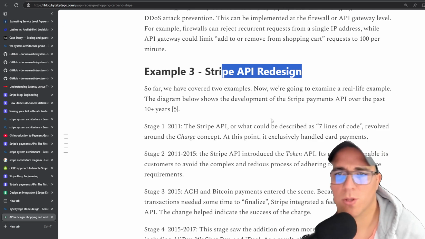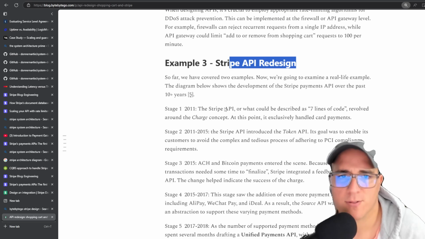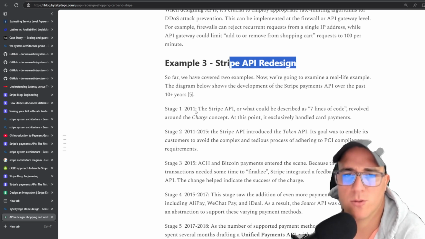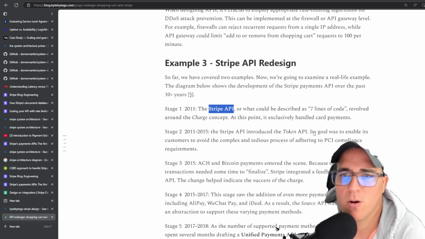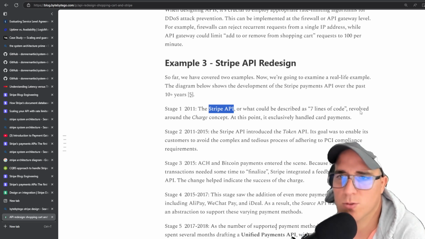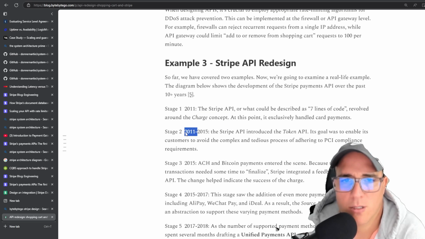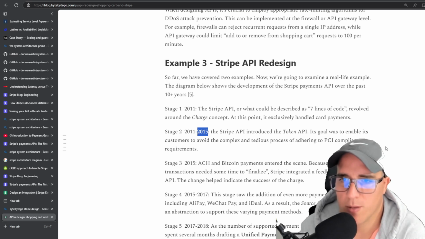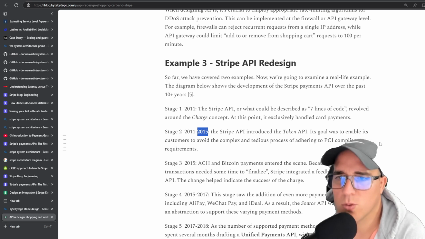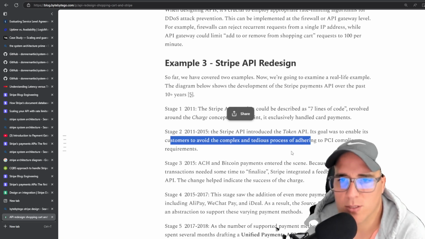The diagram below shows the development of the Stripe payment API over the past 10 years. Stage 1, 2011, the Stripe API, or what could be described as 7 lines of code, revolved around the charge concept. At this point, it exclusively handled card payments. Stage 2, 2011 to 2015, the Stripe API introduced the token API. Its goal was to enable its customers to avoid the complex and tedious process of adhering to the PCI compliance requirement.